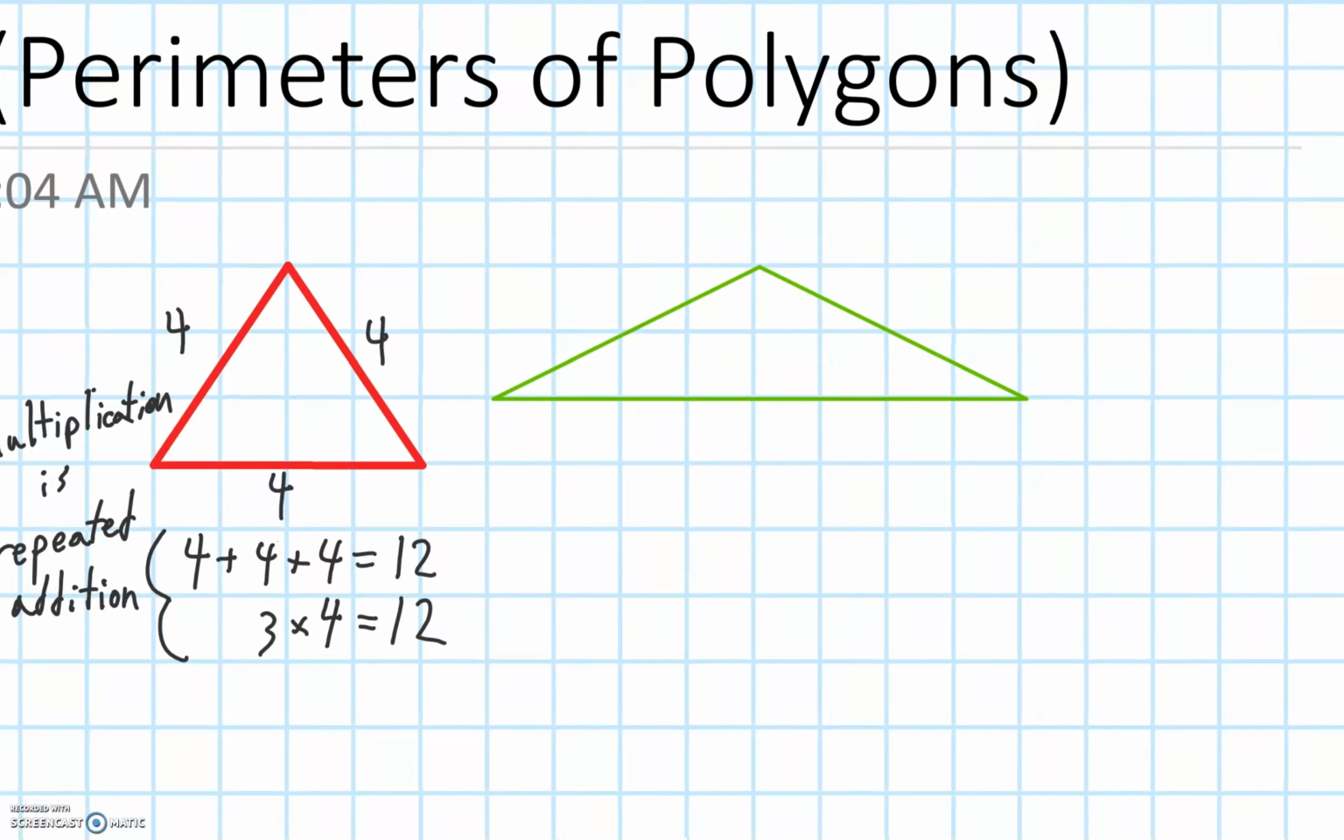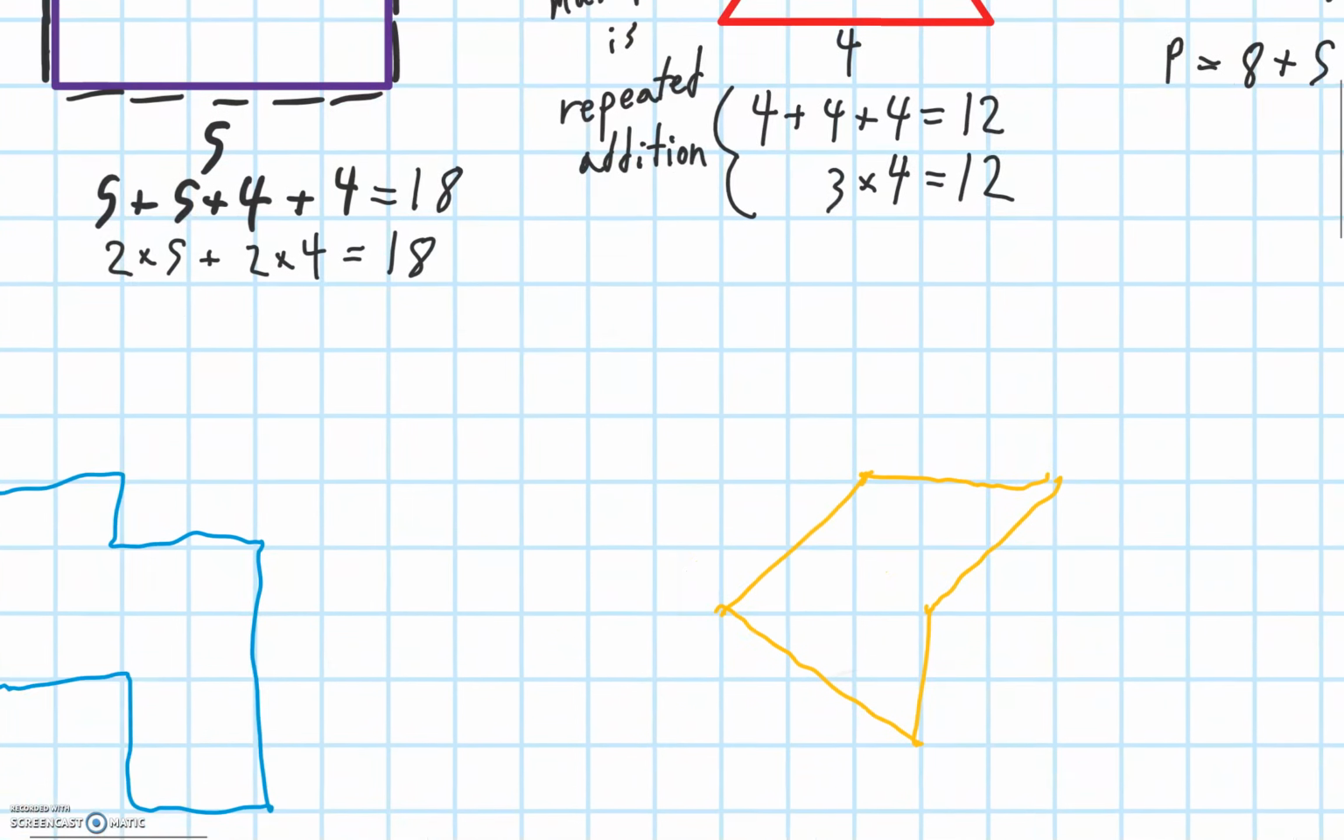All right, let's go over here. The bottom is 8, and the top is, let's call it 5. And both these two sides are 5. So all we have to do is add up all the sides. 8 plus 5 plus 5 equals 18. So perimeter equals 18. So all we're doing is adding up all the sides.